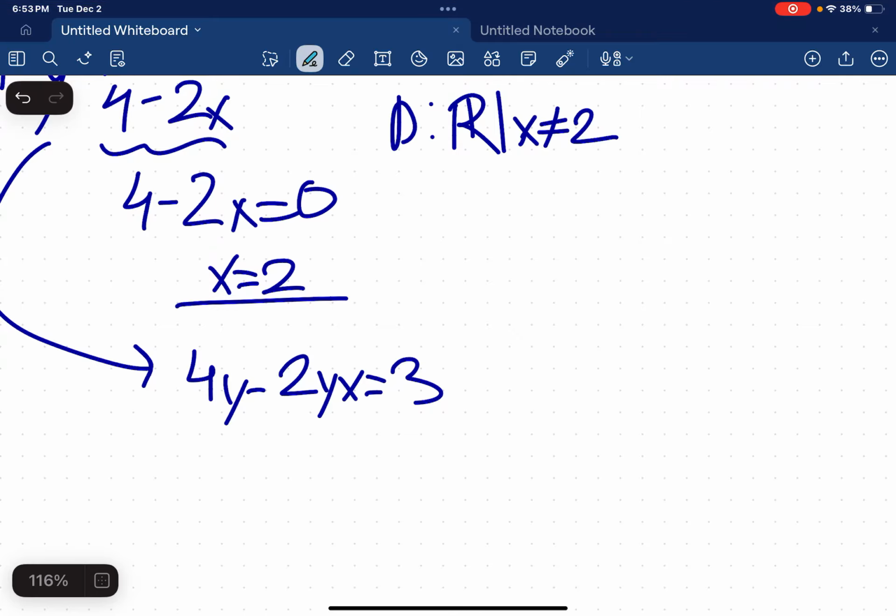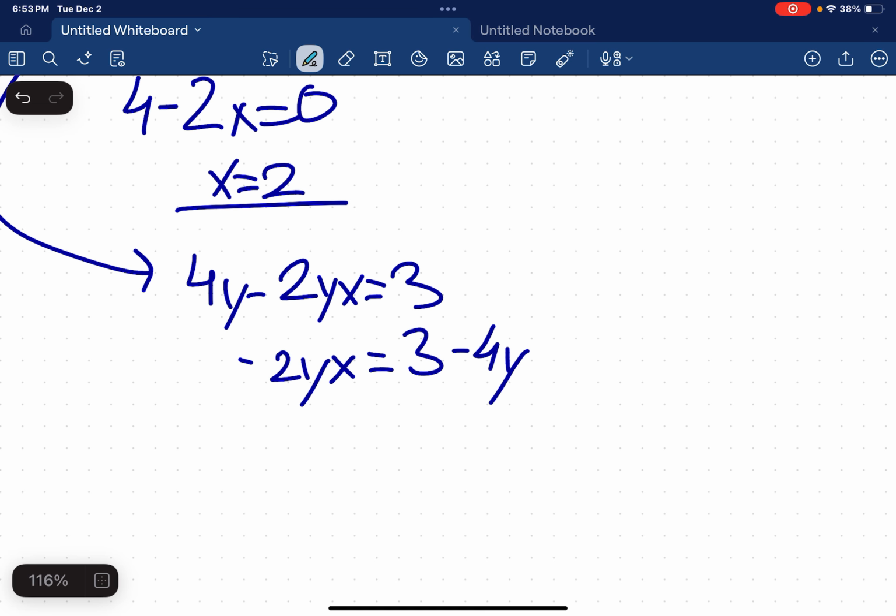And to get x by itself, we'll do, I'm blanking. Oh, yeah, okay. We'll do negative 2y times x is equal to 3 minus 4y, and divide both sides by negative 2y. We get x is equal to (4y minus 3) over 2y.